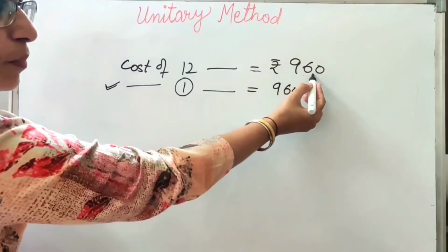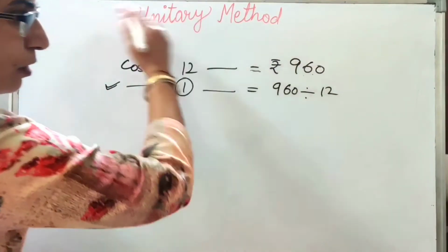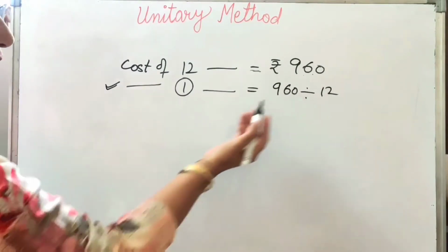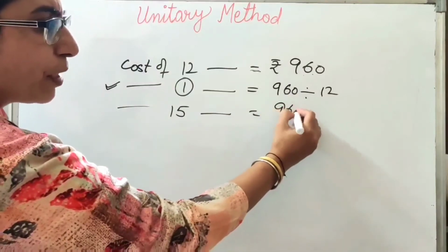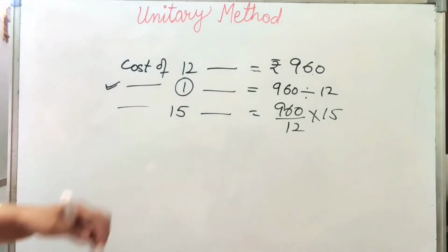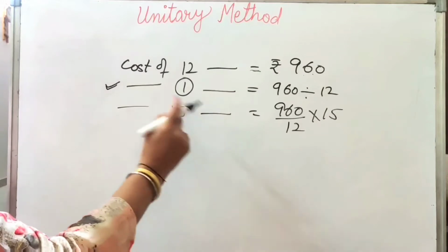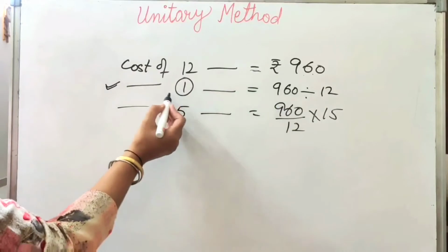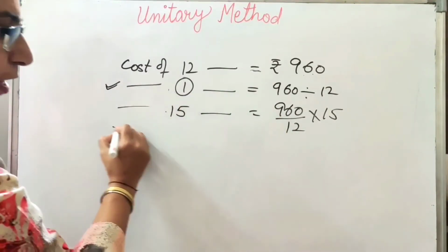First we write the number on the right side, then divide by the number which comes from the left side. So 960 divided by 12 is the cost of 1. If you are finding the cost of 15 articles, then it will be 960 divided by 12 multiplied by 15. This is direct variation: when the number of units decreases, the cost also decreases, and when the number of units increases, the cost also increases.